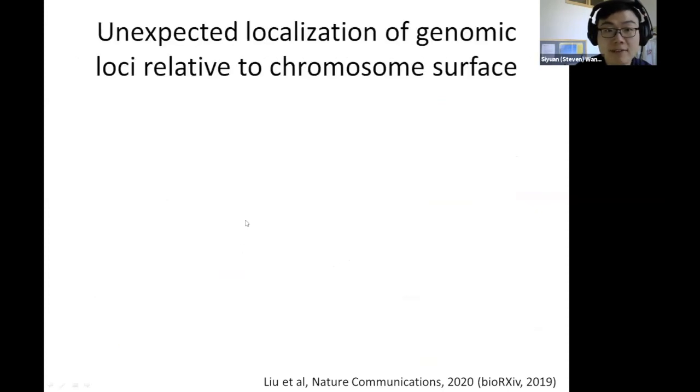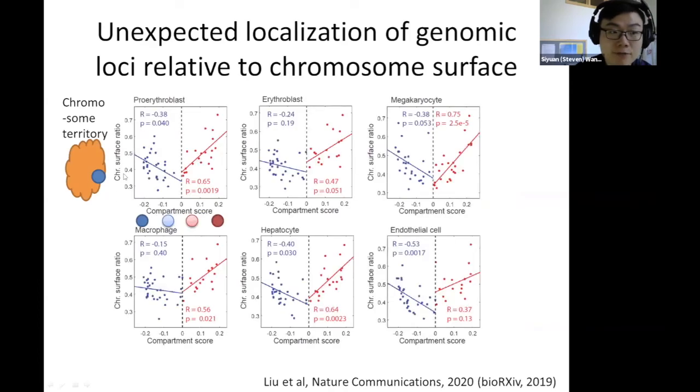And finally, we have this unexpected discovery. If you look at which TAD is more likely to be on the surface of the chromosome territory, and we call this the chromosome surface ratio, you will find that the TADs that have strong AB compartment identities, those with very high compartment score or very low compartment score, are on the surface. Those that are more ambiguous in their compartment identity are in the middle of the chromosome territory. This is the case for all cell types.